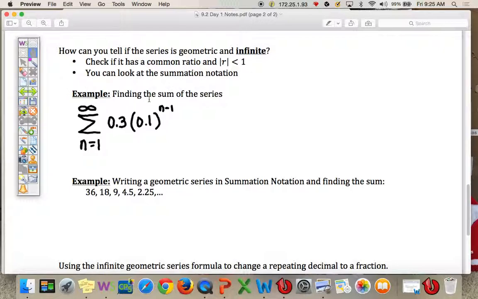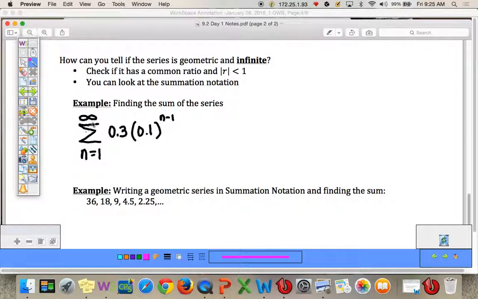And you can also look at the summation notation. So here's the summation notation saying add up all the terms from the first term to infinity of this geometric sequence. We know it's geometric because of this exponent here. Geometric is exponential. Here's the first term, u sub 1.